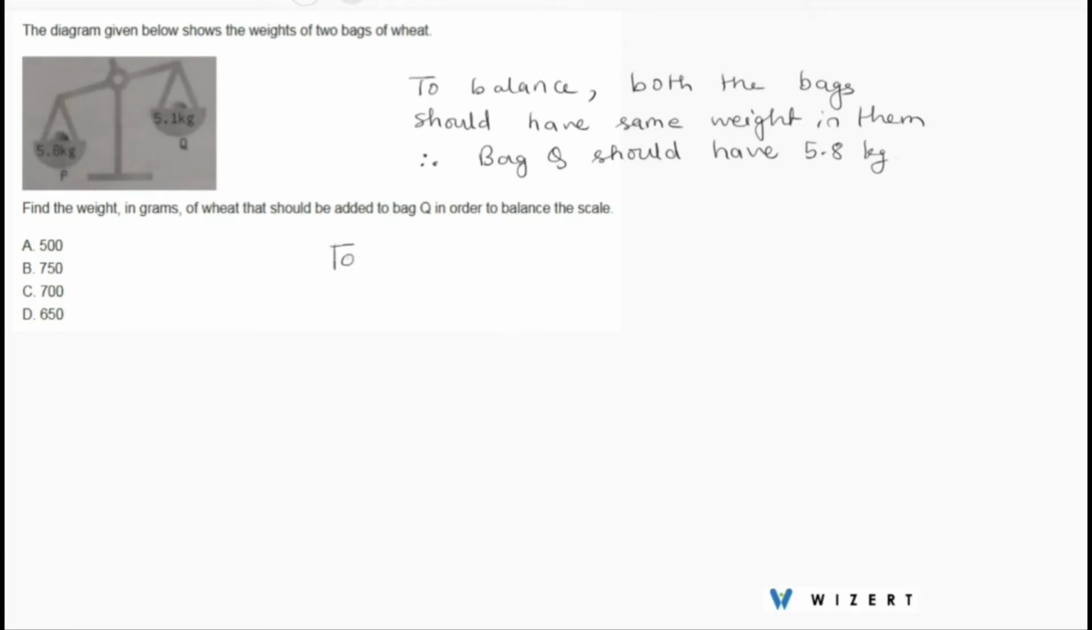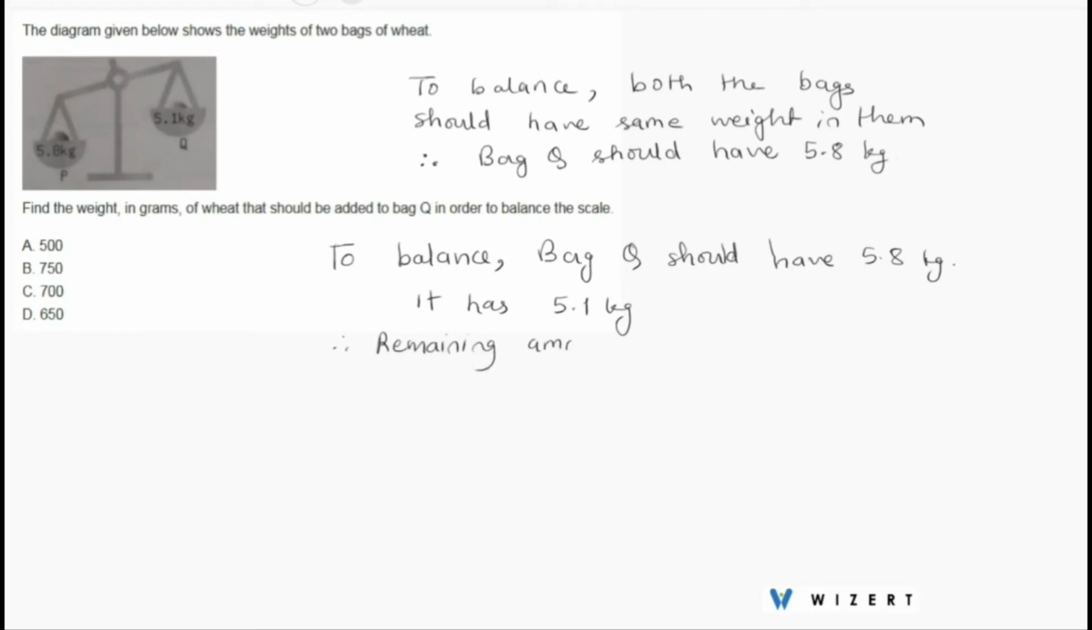So we can say to balance, bag Q should have 5.8 kg, but it has 5.1 kg. Therefore, what we can say? We can say the remaining amount of wheat that should be added in bag Q is equal to 5.8 kg minus 5.1 kg.